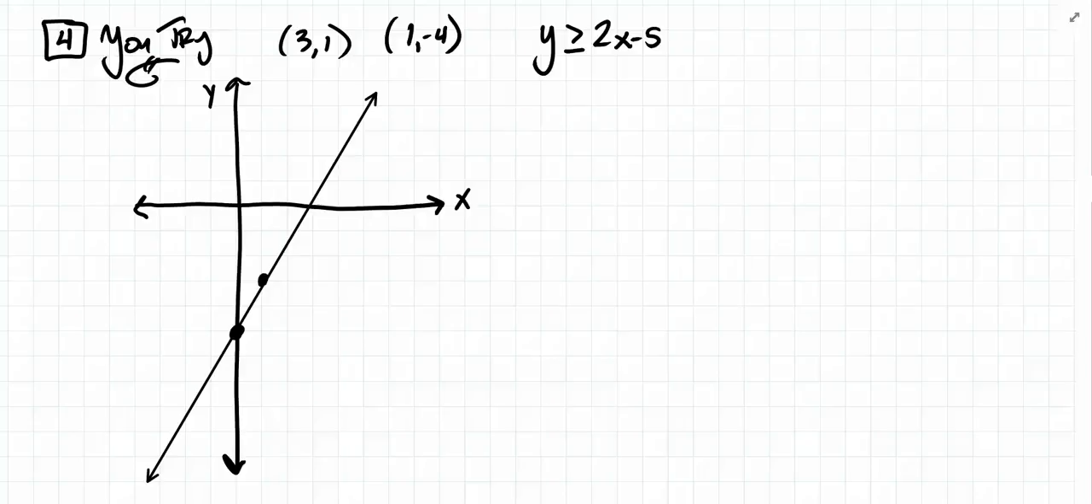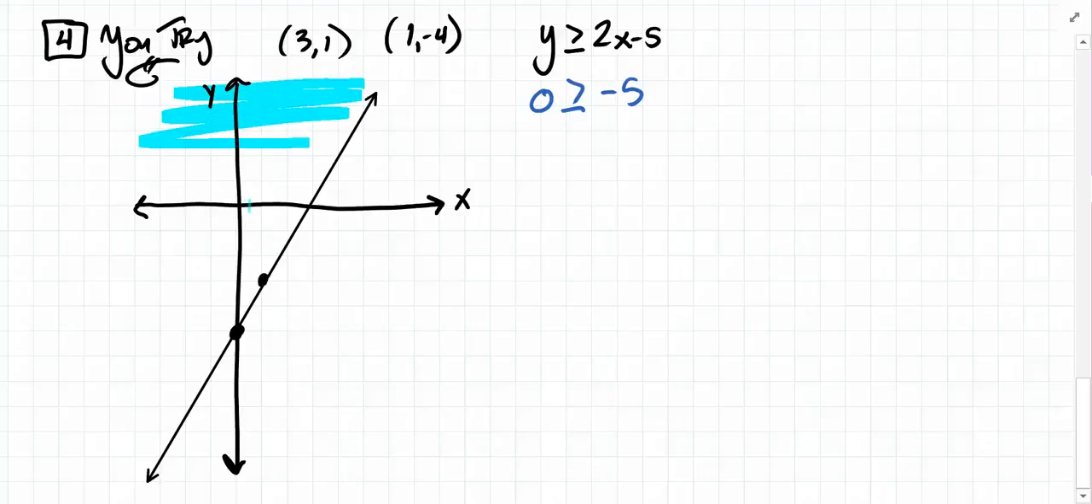Is 0 greater than or equal to -5? True or false? True. 0 is bigger than -5. That's true. So that means that we are shading which region? We're shading where 0, 0 actually is. This is a true statement. Okay, so Bella, did you see that? What happened with yours?